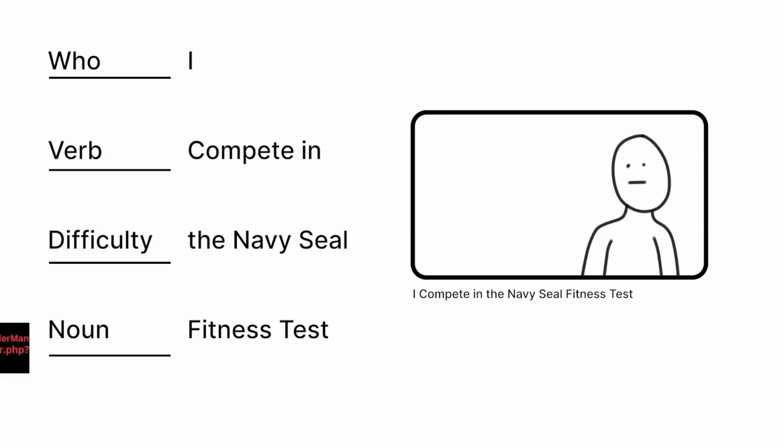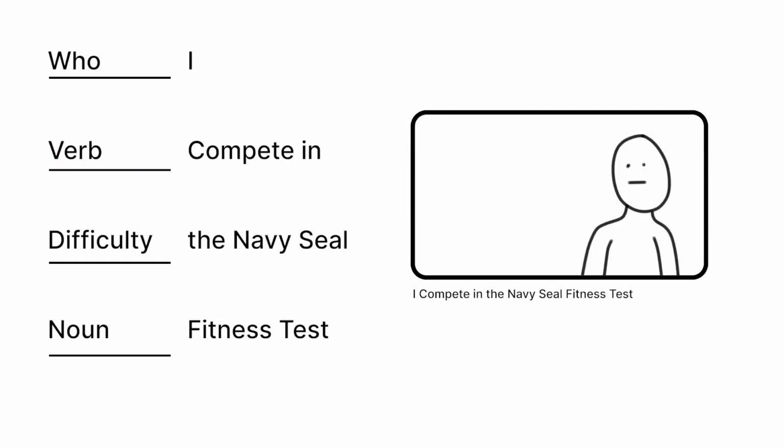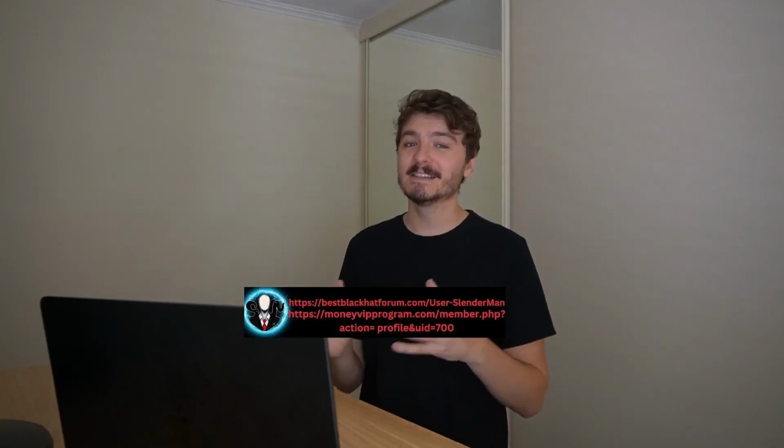So in the thumbnail, you see me looking very skinny and you're going to think, well, that guy's not going to be very good at the Navy SEAL fitness test. Of course not. So you're still getting that information there. It's now just visual instead of being in the text. So the premise is still this skinny guy will compete in the Navy SEAL fitness test, even if the title now just says, I compete in the Navy SEAL fitness test. Hope that makes sense. Let's look at another example.